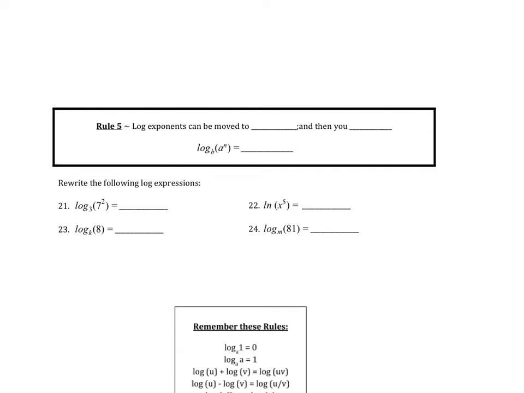The rule 5. When I have log exponents, the exponent can be moved to a coefficient. And then I'm just going to multiply. So in this one, my exponent is n, so that becomes my coefficient, and then I multiply by log base b of a. Rewrite the following log expressions.